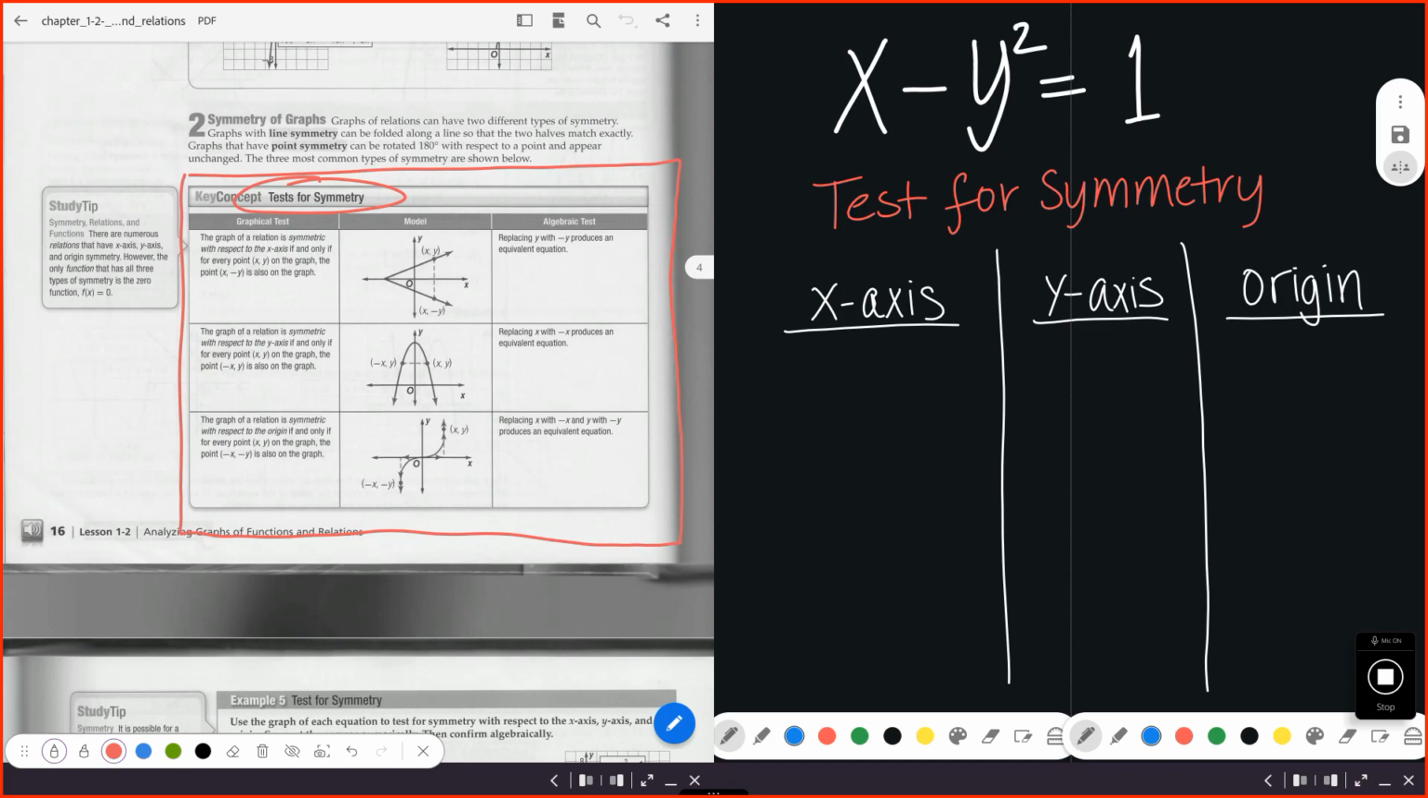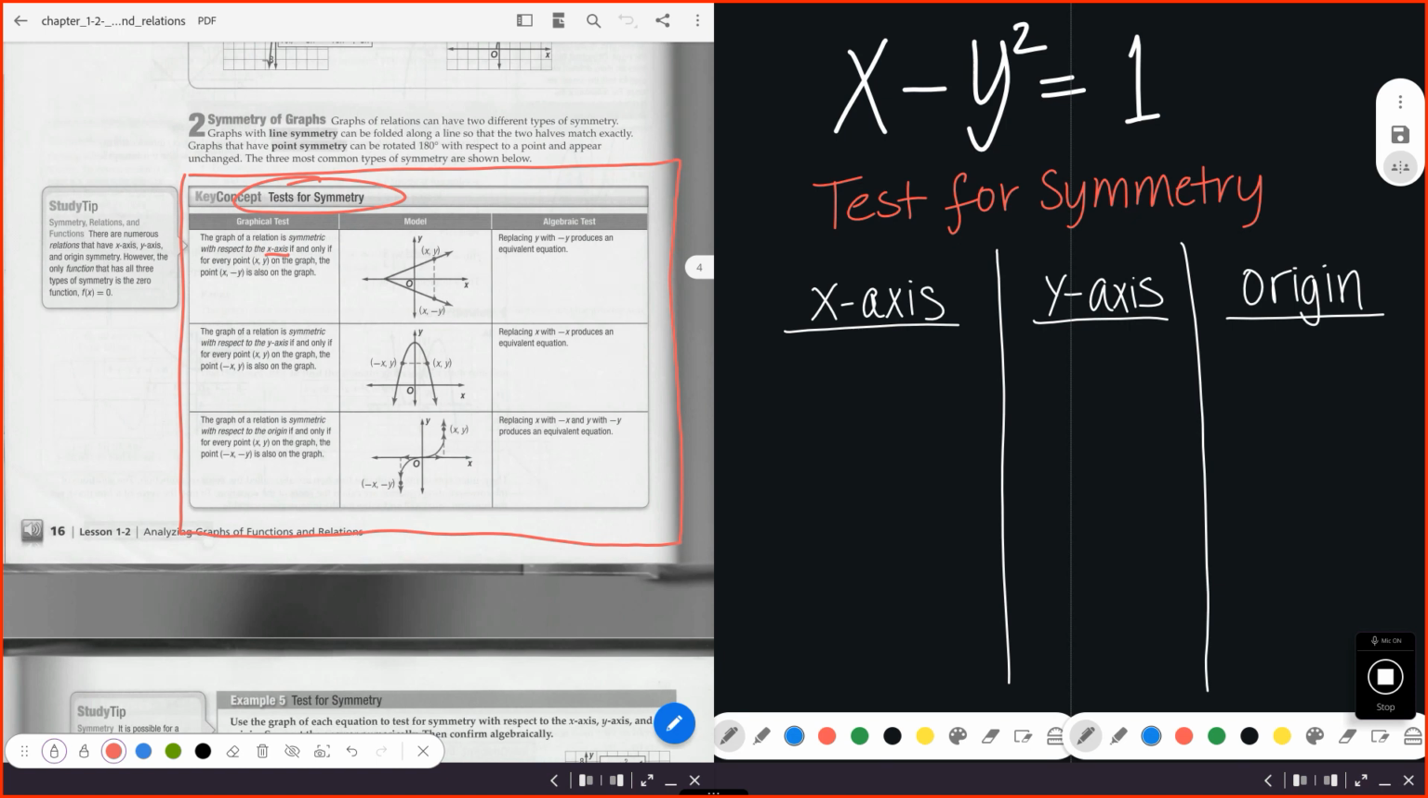Okay, testing for symmetry. I have the book here next to the whiteboard, or blackboard, let's say. The test for symmetry states that it's symmetric with respect to the x-axis, okay.